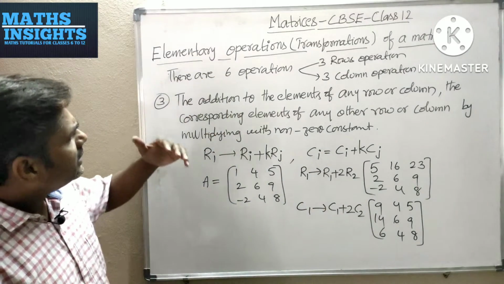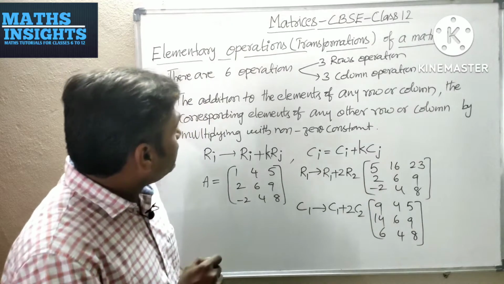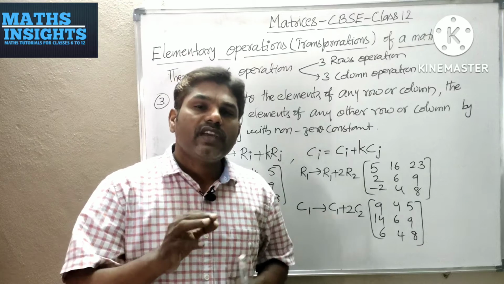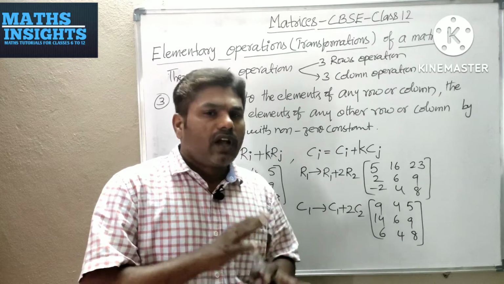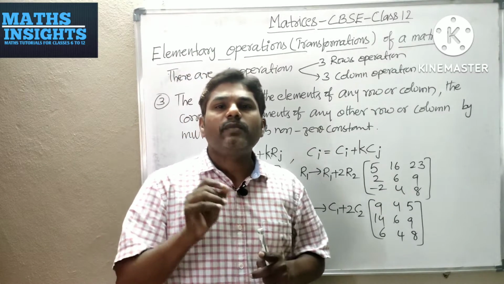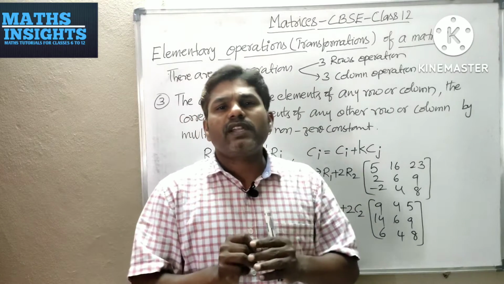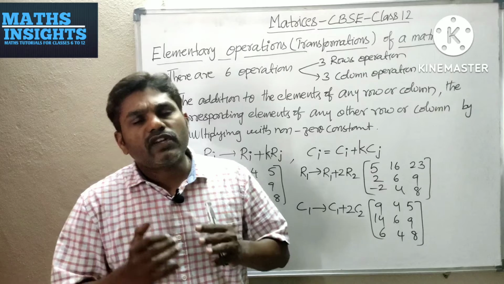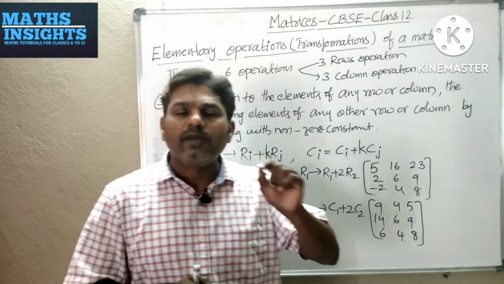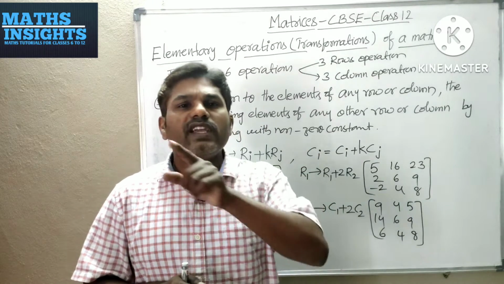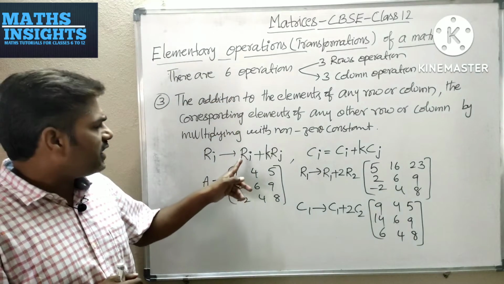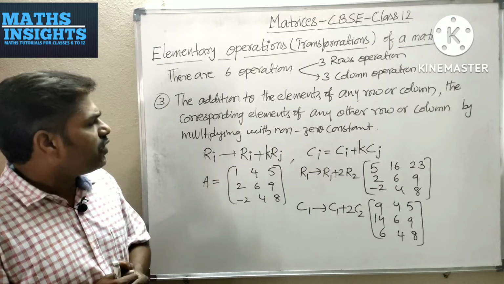In this way, by using these three transformation rules on a matrix, you may transform it to another matrix. The first one is you may interchange any row with any other row, and also any column with any other column. The second one says you may multiply the elements of any row with a non-zero constant, similarly the elements of any column with a non-zero constant. The third is important. You may add to the elements of any row the corresponding elements of any other row by multiplying with a non-zero constant, which may be written as Ri implies Ri plus k into Rj.